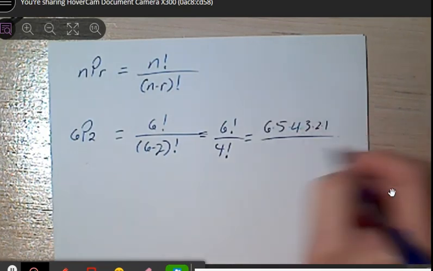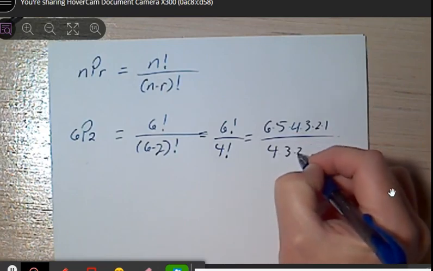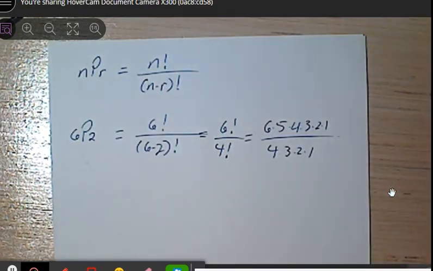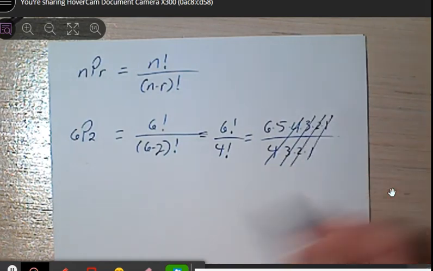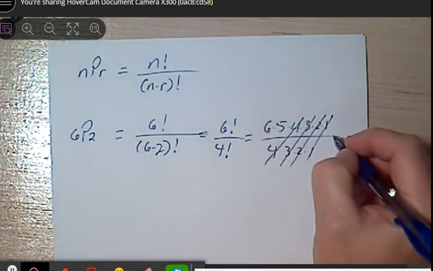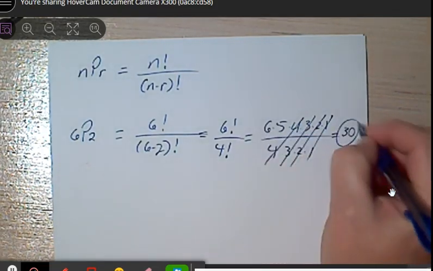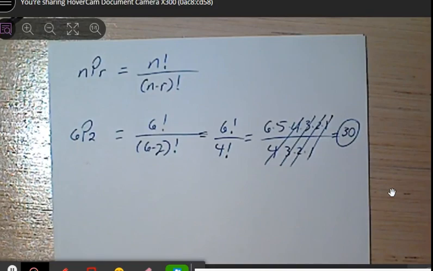Okay, and a lot of these, when you set these problems up with the factorials, you're going to have a lot of numbers that cancel each other out. Because if you actually wrote out what these numbers are, 4s would cancel, 3s would cancel, 2s would cancel, and then the 1s would cancel. That would leave you with 6 times 5 on the top, so that would leave you with 30 as your answer.